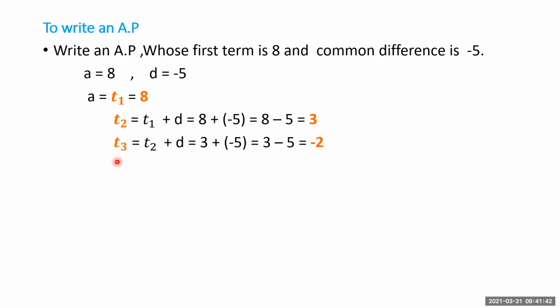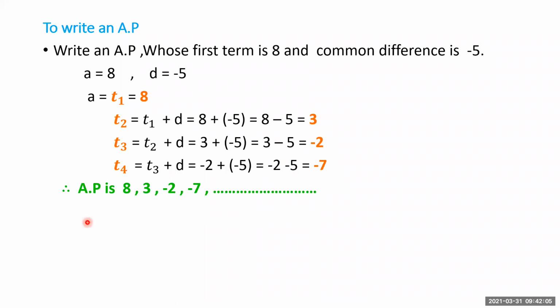And then how will you find the third term? T2 plus D. Second term plus common difference. So you will get minus 2. And then how will you find the fourth term? T3 is minus 2, we got it over here. And then D is minus 5. So here, minus 2 minus 5. So you will get minus 7. Clear, children? Okay, so at last, you can write AP. Therefore, AP is this 8, I have written here, this 3, this minus 2, and this minus 7. Is it clear, children? Okay.